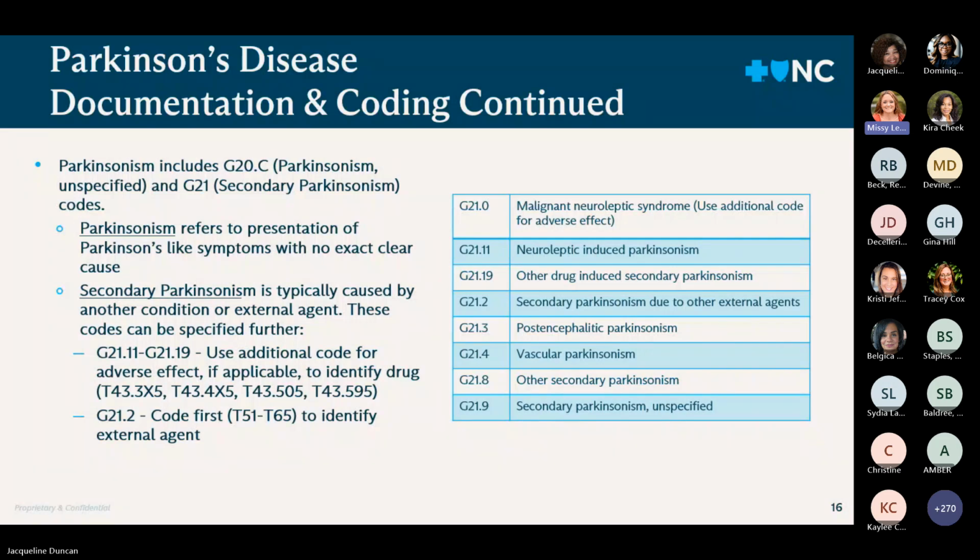Parkinsonism is a term that refers to the presentation of Parkinson-like symptoms with no exact clear cause. It includes code G20.C for Parkinsonism unspecified and G21 codes for secondary Parkinsonism. Secondary Parkinsonism is typically caused by an external agent or other condition. The codes in the table to the right are risk adjustable diagnosis codes and may require an additional code for adverse effects. Codes G21.11, G21.19, and G21.2 seen here may also require an additional code to identify the drug or external agent responsible for adverse effects.